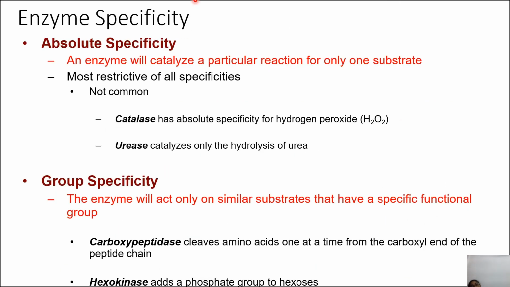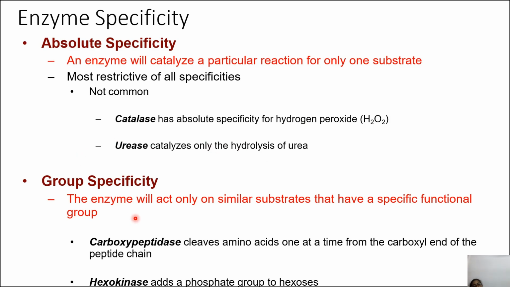Now we have absolute specificity. So an enzyme will catalyze a particular reaction for only one substrate. Most restrictive of all specificities, so not common. Catalase has the absolute specificity for hydrogen peroxide. Urease catalyzes only the hydrolysis of urea.